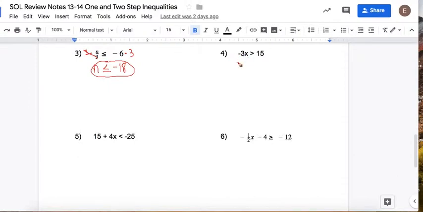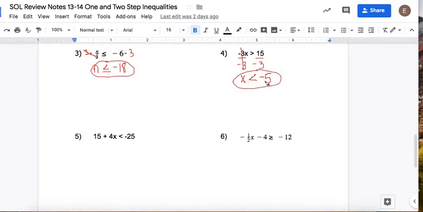Okay, look at number 4. I don't have addition or subtraction. So this is just a one-step problem. The opposite of multiplication is division, so I'm going to divide both sides by -3. -3 divided by -3 is a 1 in disguise. And this time I do have to flip the symbol because I'm dividing both sides by a negative. So flip it, and 15 divided by -3 is -5.